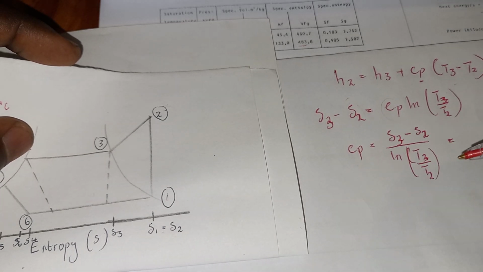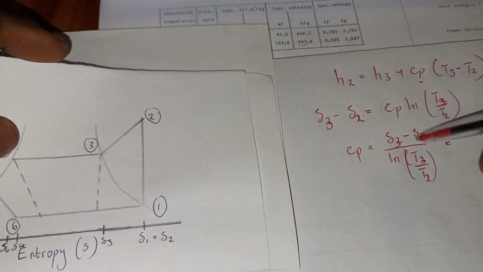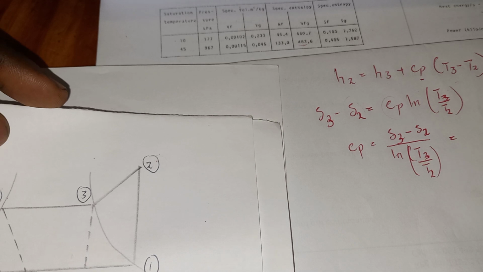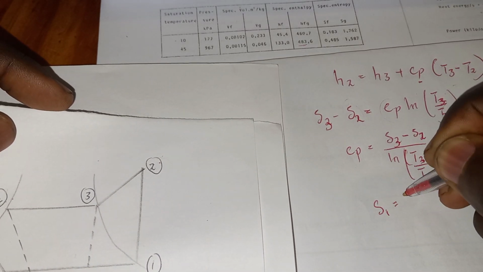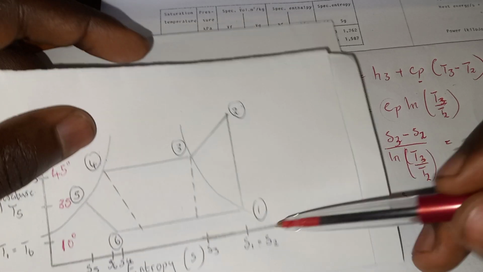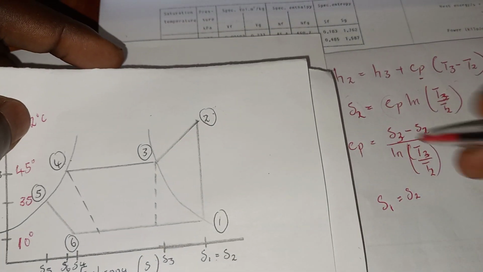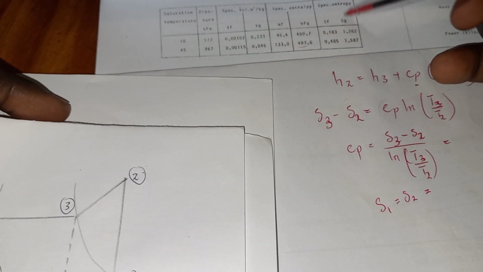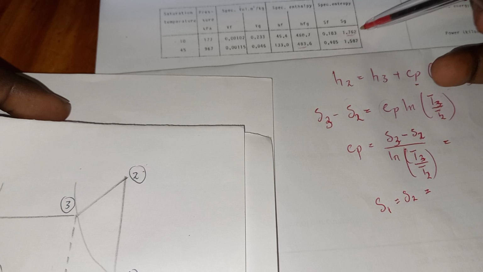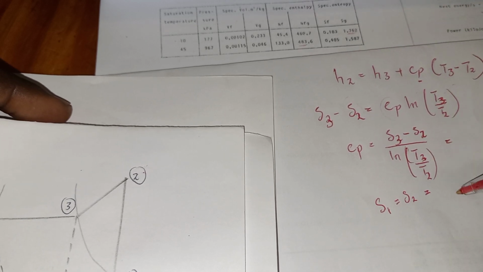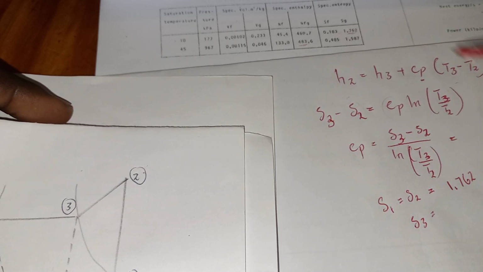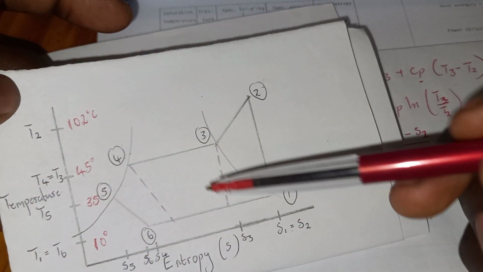Then you can get your Cp. To get your Cp now, we need to look at your entropy. We say S1 is the same as S2 from the table. And from this table here, your S1 is 1.762, and then your S3, which is your entropy number 3, is going to give in. This is the entropy.